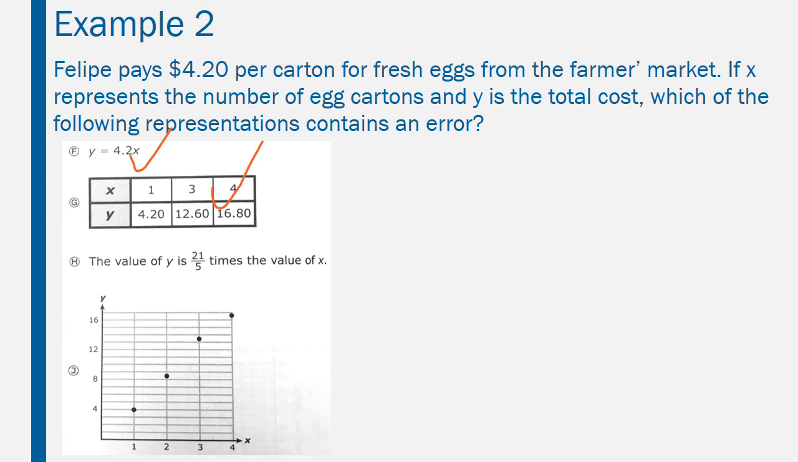The value of Y is 21 over 5, which is a division problem because a fraction is the same thing as a division, times the value of X. Well, what are we multiplying by X here? That's right, $4.20. Good job. So we have to figure out what that fraction is. How do I turn a fraction into a decimal?